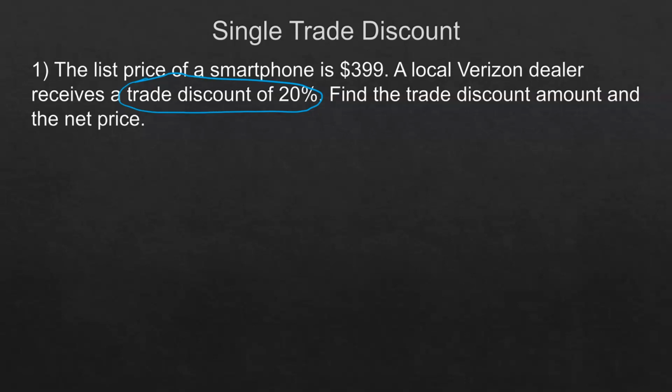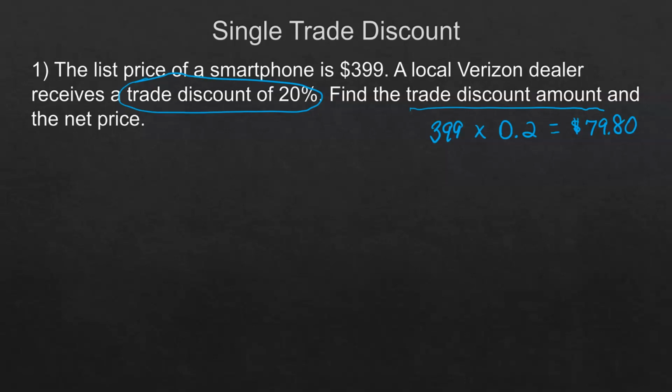To find the trade discount amount, we would simply take the cost of the phone and multiply it by 20% in decimal form. And then that gives us $79.80. Okay, so that's the trade discount amount.